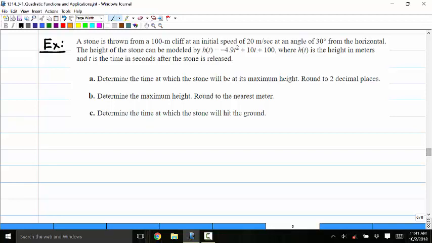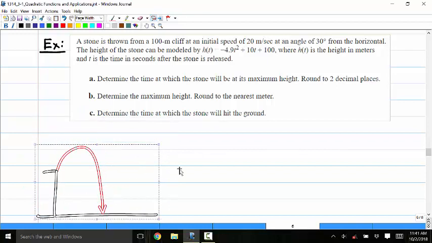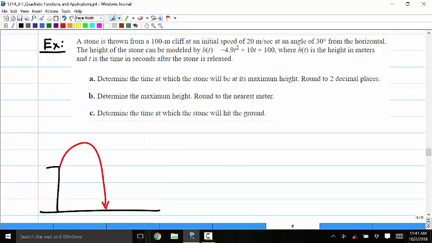So a stone is thrown from a cliff, right? So here's a cliff, and the stone is thrown like this. Do you see the parabola? It wasn't thrown very hard. With that parabola, there is a vertex up there, right? That's the maximum height, right? That's going to be its maximum height.